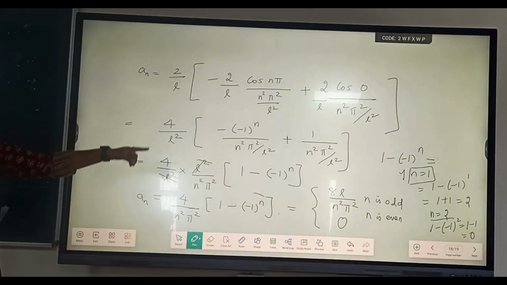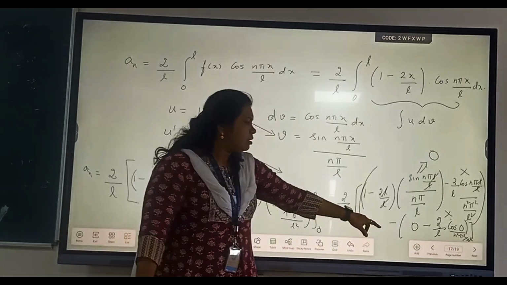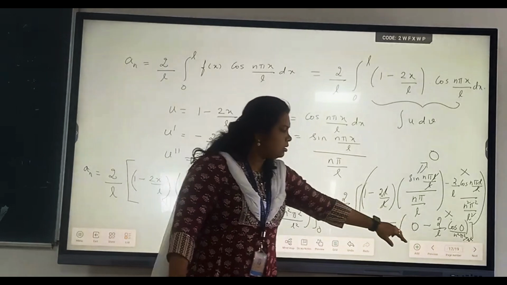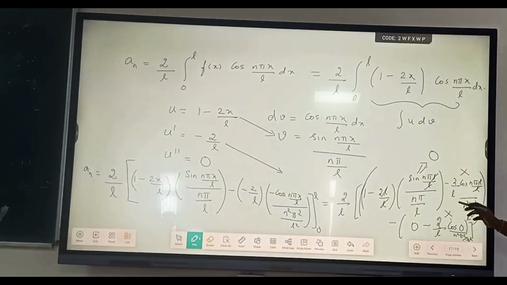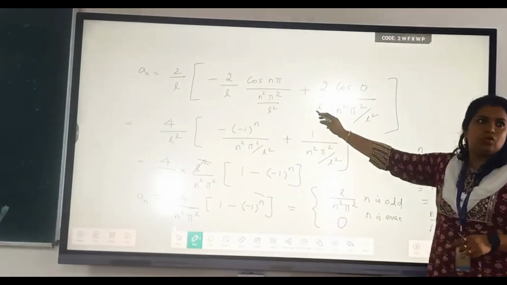Check it. 2 by L is here. You can look at it, all of you. Okay, I missed that. So 2 by L is here. When I wrote here, I didn't write 2 by L. All of you can look, 2 by L is here.